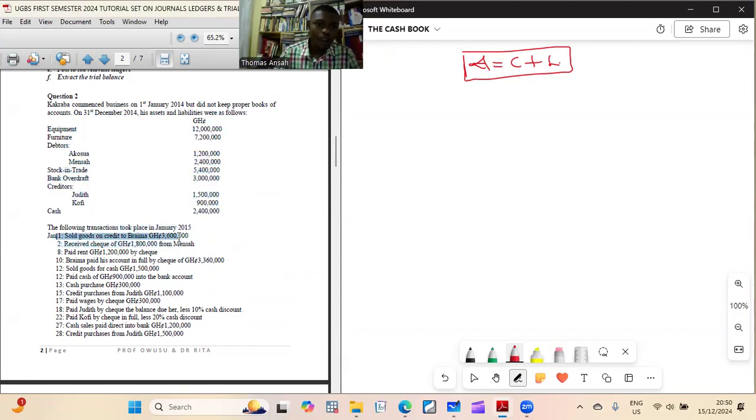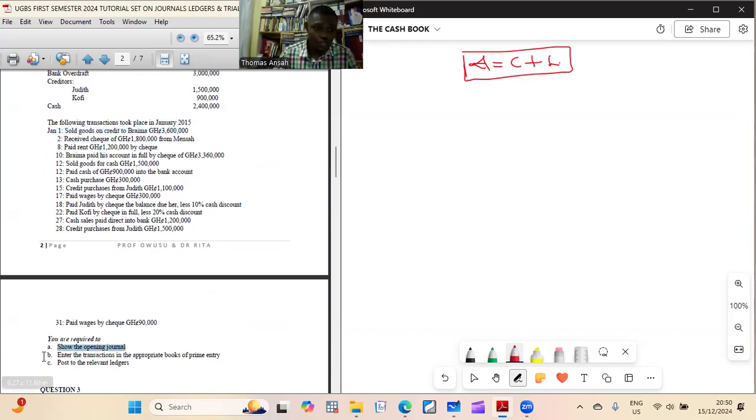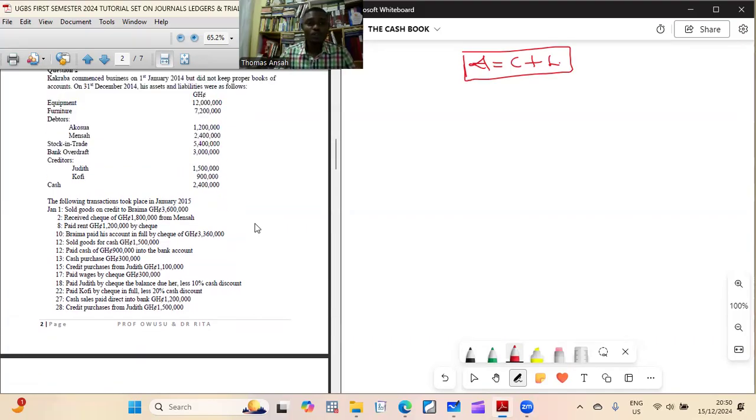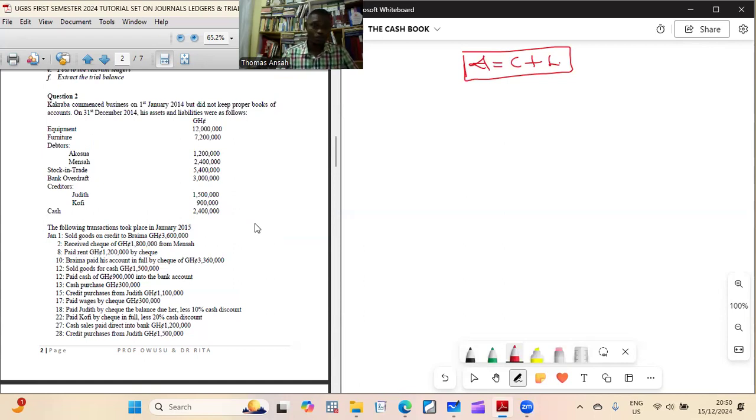All right, so basically that is that. Sold goods on credit to Brimer. Where will it go? Which of the day books? Because we are supposed to show the opening journal, we are supposed to enter the transactions into the appropriate books of account and post them to the ledger. When we finish, I will make sure that we complete it with the trial balance, because that's the only way we know whether the work we'll be doing is correct or not, if it balances. All right. So now we have this information for the opening. Then it says sold goods to Brimer. Which journal? Sales, right? Because it sold goods on credit to Brimer.